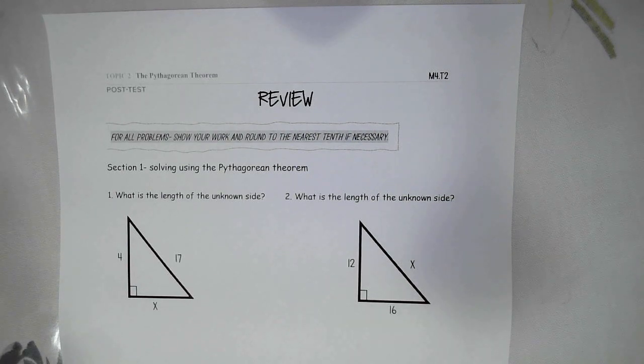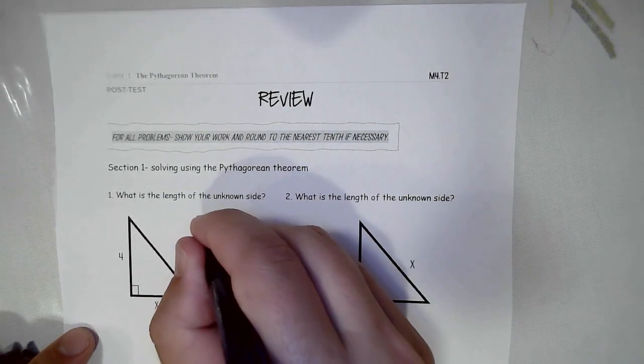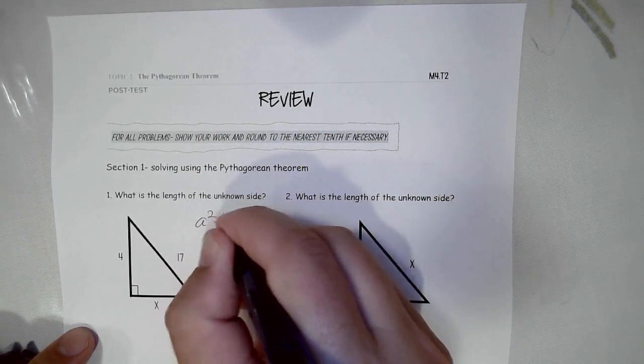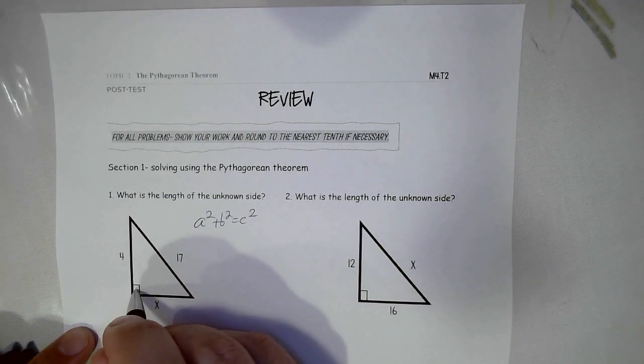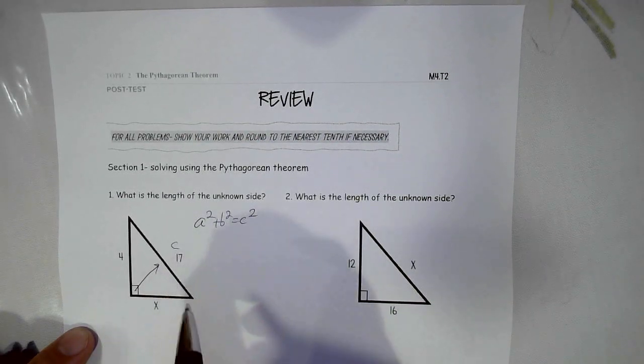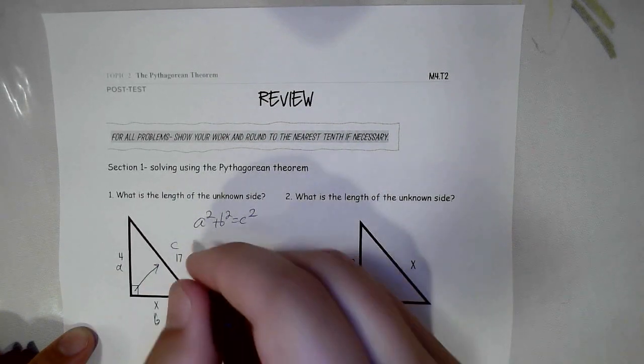Alright, so first we get started with some basic ones, the length of the unknown side. So remember we're going to use a squared plus b squared equals c squared. To find out which one is c, we take the right angle. And a and b don't matter, we could do them in either order. C is the one that matters.